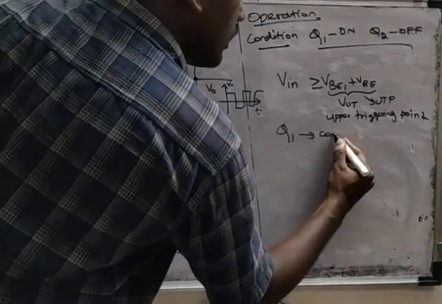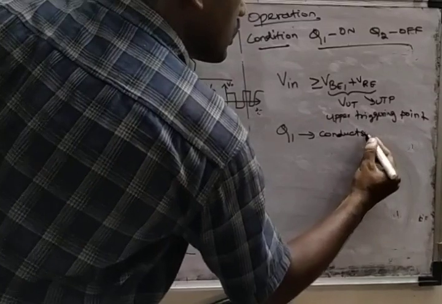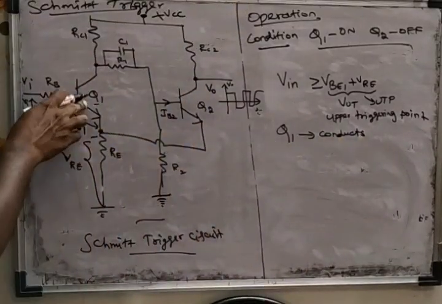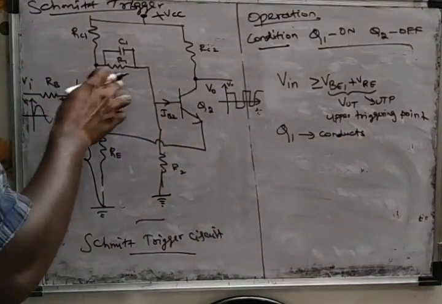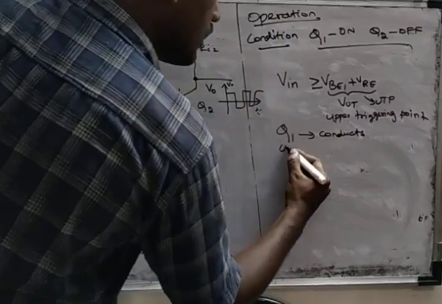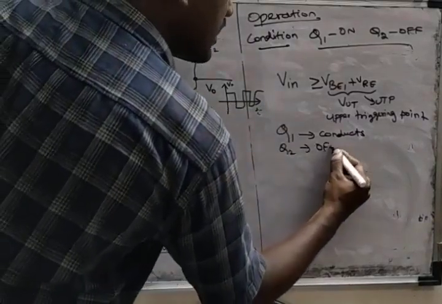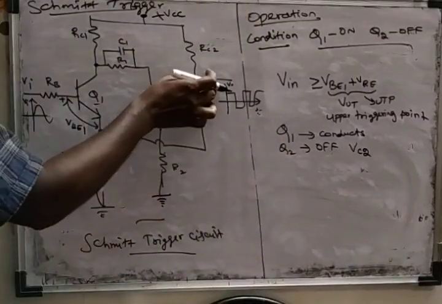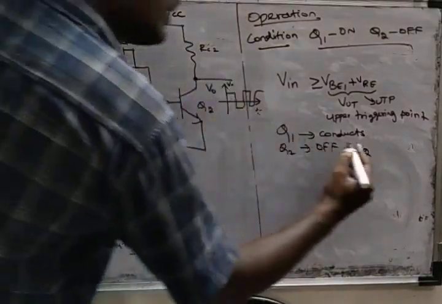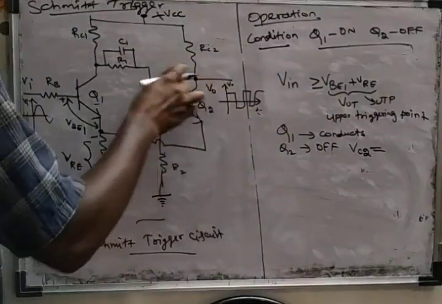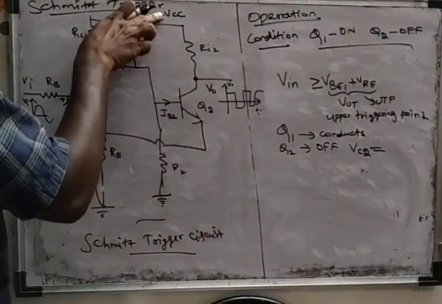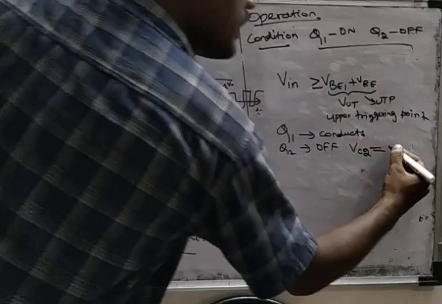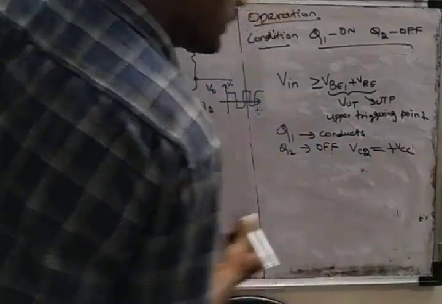Q1 conducts, so Q2 will be in the off condition. So Q2 in the off condition means your VC2 is at plus VCC, because when the transistor is off its collector voltage will be plus VCC.